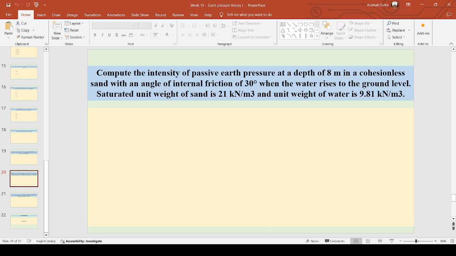Excuse me, sir. Yes. Sir, in this question, weep hole is given or not given, sir? No, weep hole is not given. Okay. If anything is not mentioned, weep hole is not given. Okay, sir. Thank you.